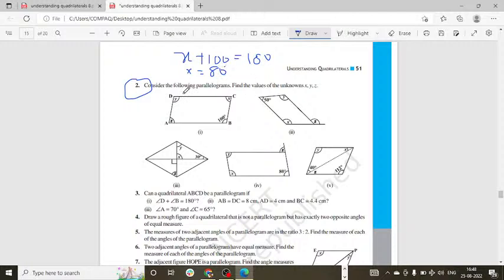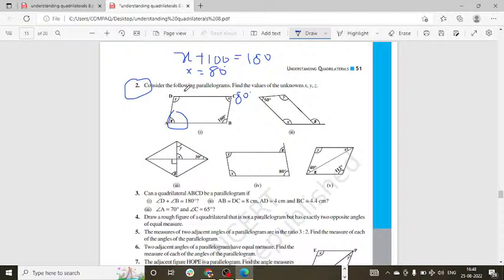So I hope you are clear here. Now let's move on to z. This is our z. So z is equal to x. When x is 80 here, the value of z will also be 80. So this will also be 80.